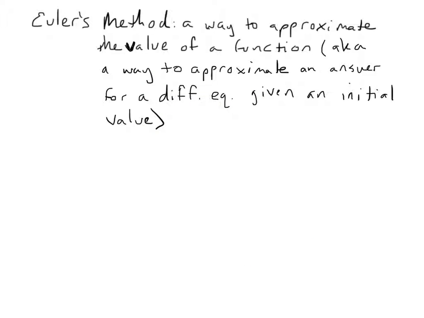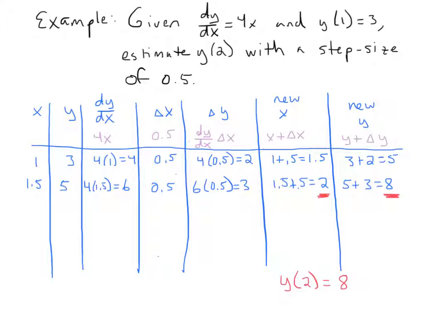So big picture, Euler's method is a way to approximate the value of a function, or you can also think of it as a way to approximate an answer for a differential equation given an initial value. So here's an example. There are different ways that they could phrase this. They could say approximate the value of the function given that dy dx is equal to 4x and y of 1 equals 3. They could also say solve the initial value problem. So we have to estimate y of 2 with a step size of 0.5.